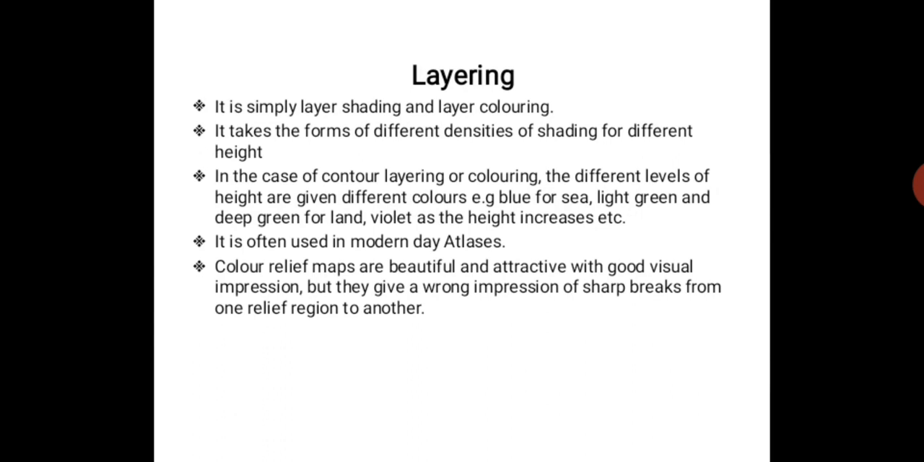In the case of contour layering or coloring, the different levels of heights are given different colors, e.g. blue for sea, light green and deep green for land, violet as the height increases. It is often used in modern day atlas. That is why when you open your atlas these days, you see some beautiful drawings with coloring. That coloring is called layering.